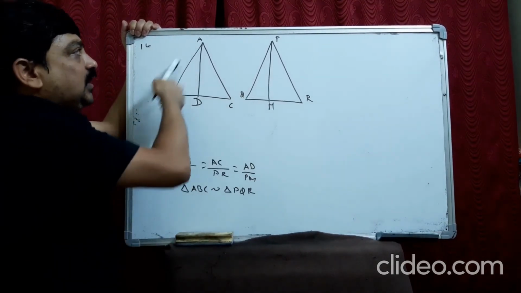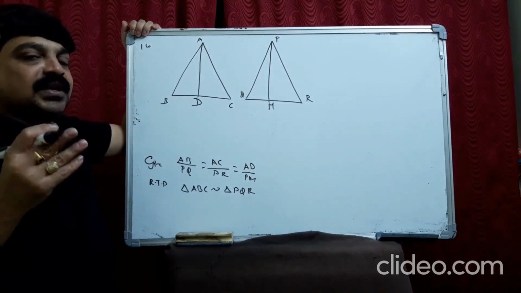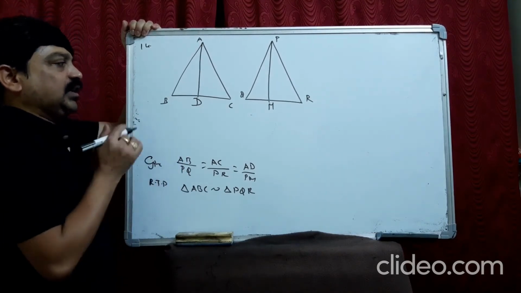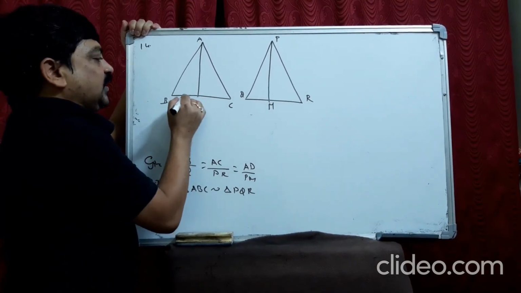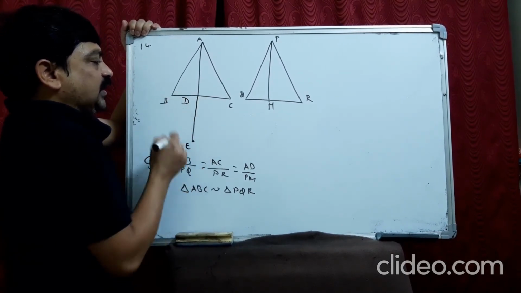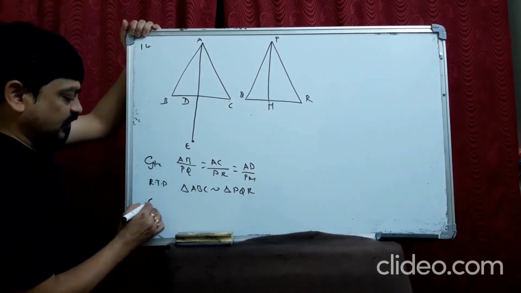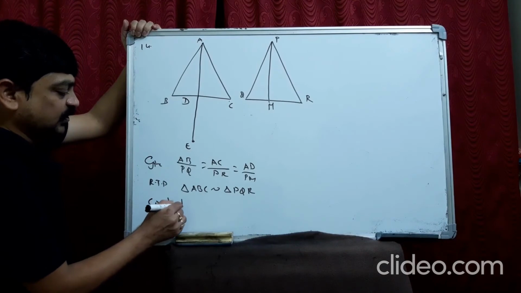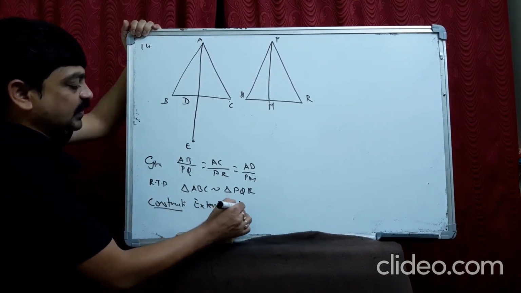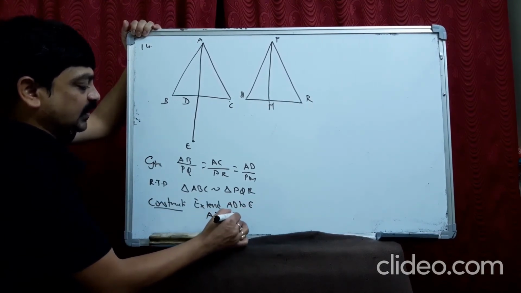But when the sides including the median are proportional, we should do it in a slightly different way. How to do it, I tell you. A little construction is required here. I take D here. I extend this line D to E. I write here the construction: extend or produce AD to E such that AD is equal to DE.